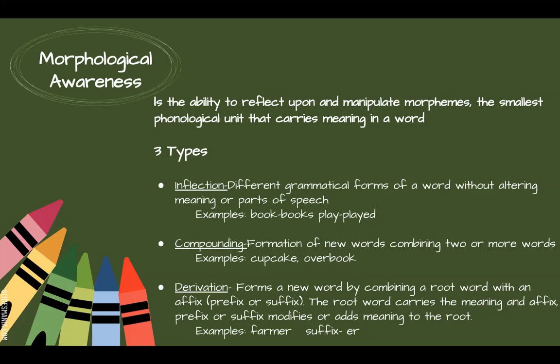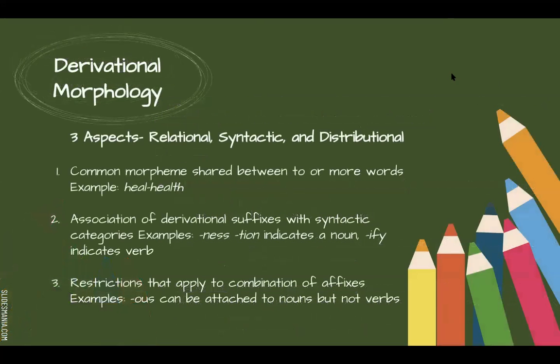Okay, and like I said, the focus is going to be on derivational awareness. Derivational morphology has 3 aspects: relational, syntactic, and distributional. The first one, relational, is the common morpheme shared between 2 or more words. For example, heal, health.